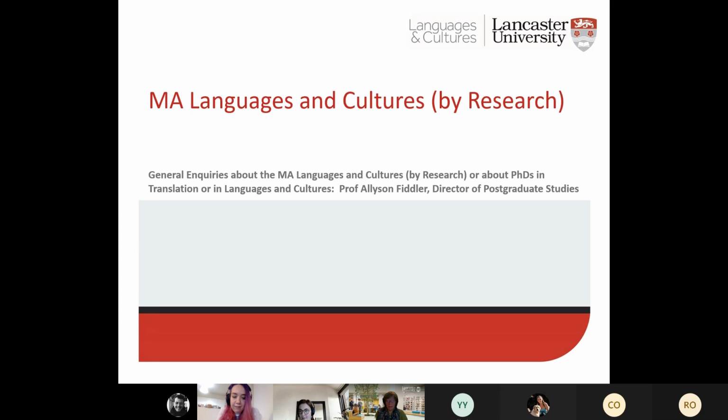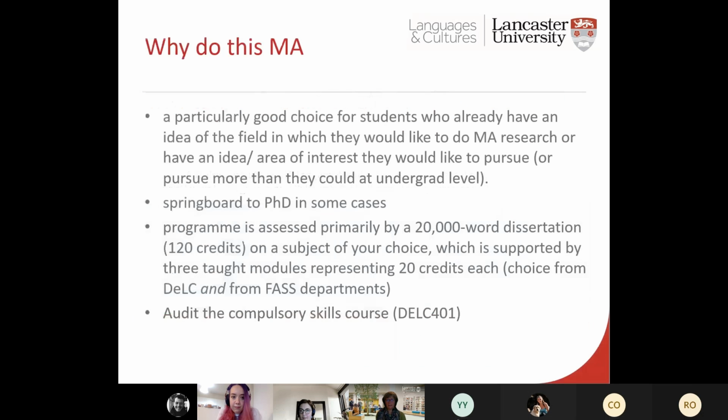Okay, well, I wanted to start off just so that I could say a tiny bit about the other MA in our department, which is called MA in Languages and Cultures, and it's also tagged as by research. Now, let me just say what this means. It's a kind of MA that's really for people who have an idea already what they would like to write a kind of master's level dissertation on, because the bulk of this master's is taken up with a 20,000 word dissertation. So that takes up 2/3 of the credits, if you like.